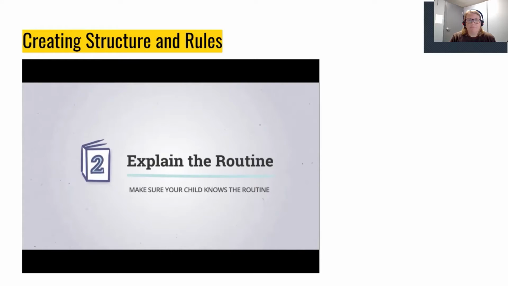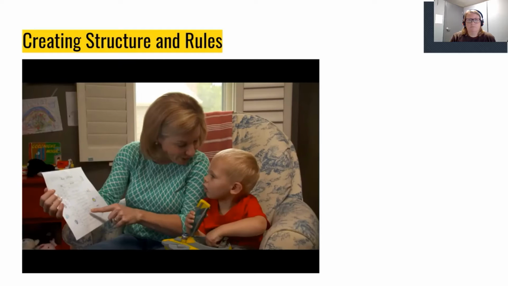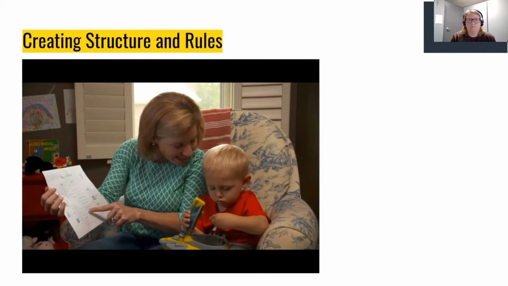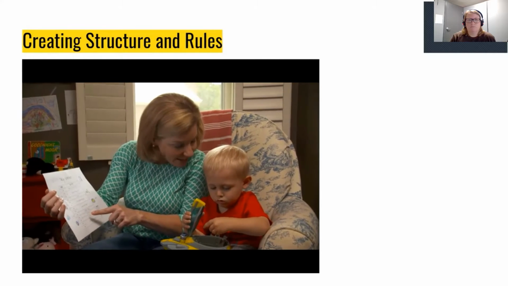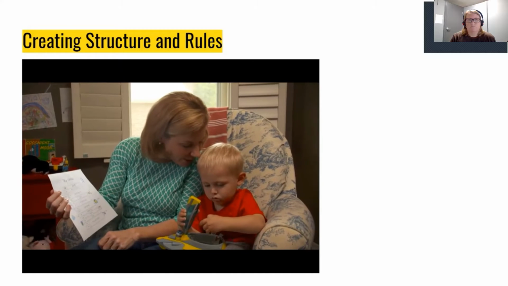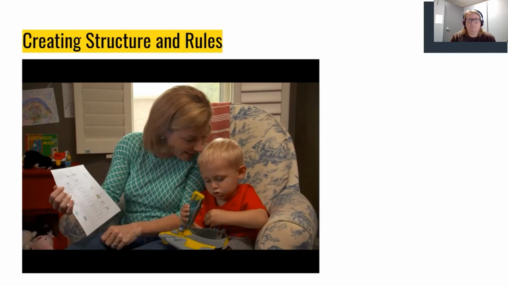Step 2. Explain the routine. Make sure your child knows what you want him to do and when you want him to do it. Simple charts with pictures can help your child remember what to do. Young children may also need to be told and reminded what to do.